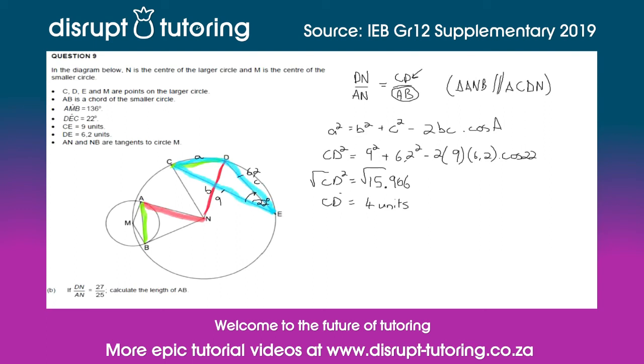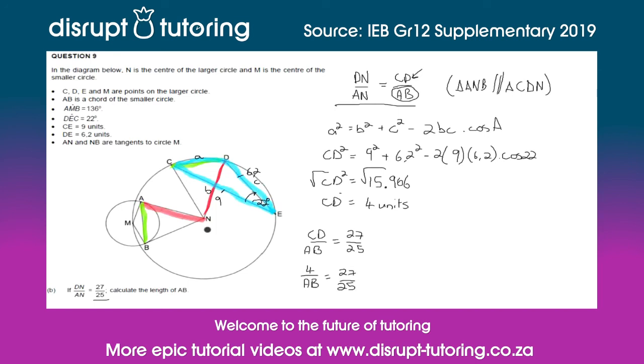Cool. So now we know that CD over AB should equal 27 over 25, because as we stated at the top here, CD over AB equals DN over AN, and they've given us that that equals 27 over 25. So now we've got an equation. We can substitute in 4 for CD, because we've just calculated that, so 4 over AB should equal 27 over 25.